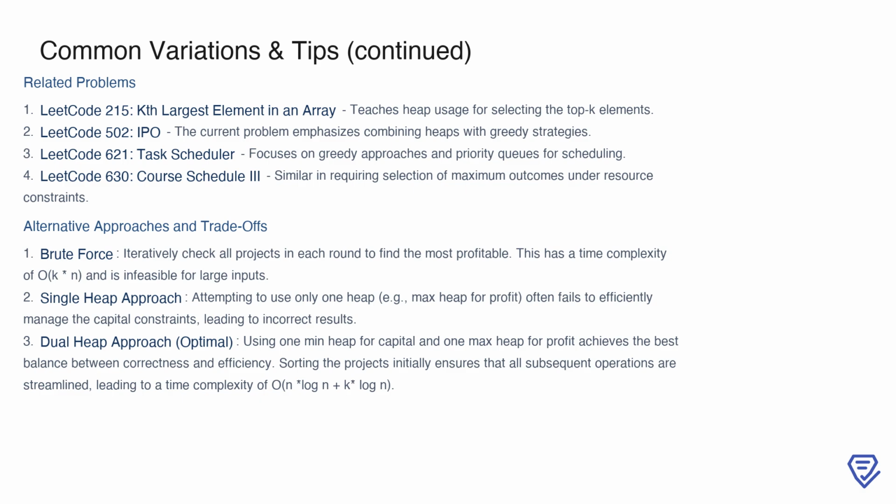As for alternative approaches, a brute force solution would involve checking all projects in each round to find the most profitable one, but this is computationally expensive with a time complexity of O(n). Another approach might attempt to use a single heap, such as a max heap for profit, but this often fails to manage capital constraints effectively. By contrast, the dual heap approach is optimal because it balances correctness with efficiency. By sorting the projects initially and then using a min heap for capital and a max heap for profit, the overall complexity is reduced to O(n log n plus k log n), making it the most efficient solution.